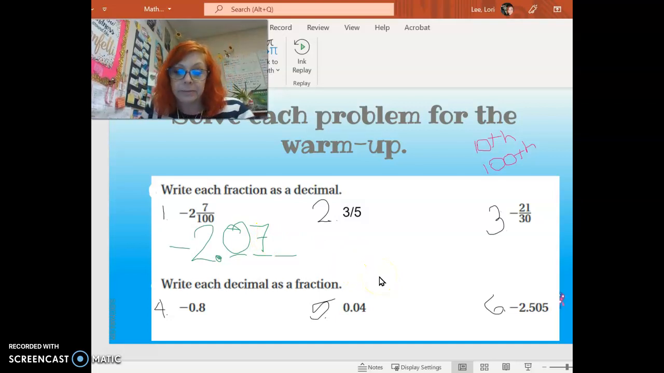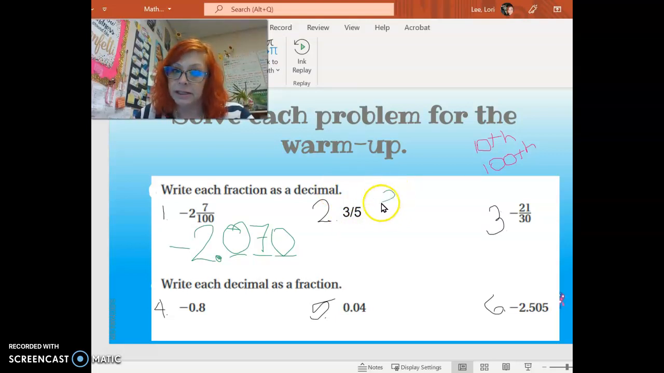Okay, and I can always add zeros behind it. I could say this is -2 and 70 thousandths, or I could leave that 0 off and make it 7/100ths. Okay, how will I turn 3/5 into a decimal?